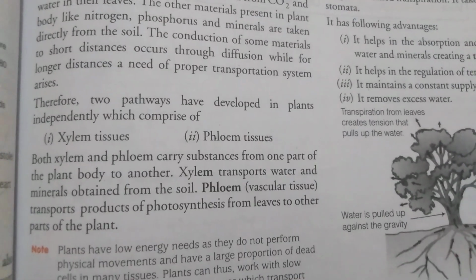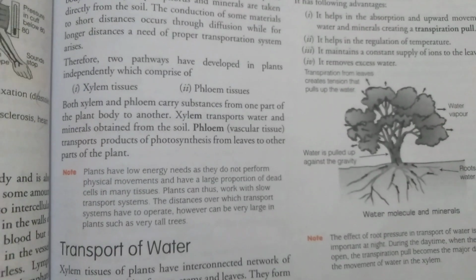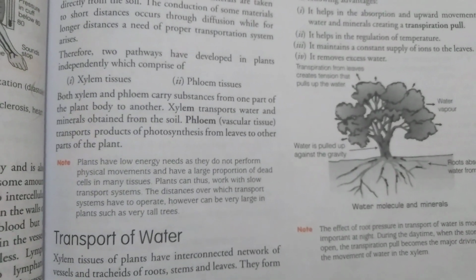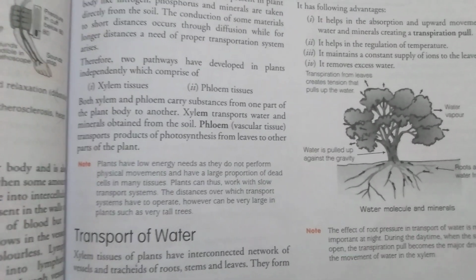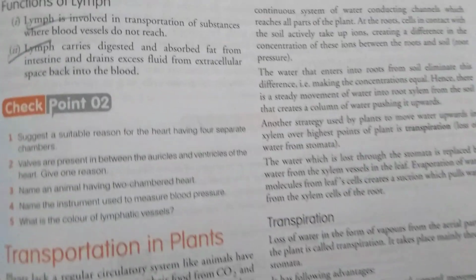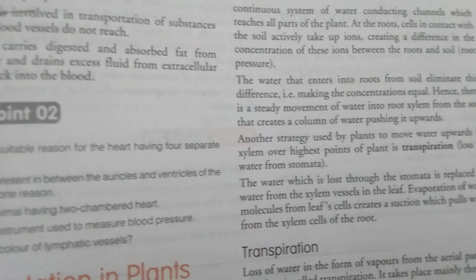Now first I am going to tell you about the transport of water and minerals by the xylem. In xylem tissue, the vessels and tracheids of the root, stem and leaves are interconnected, and they form a continuous system of water conducting channels reaching all parts of the plant.